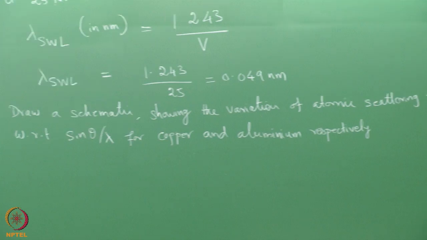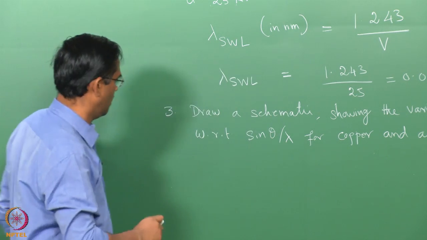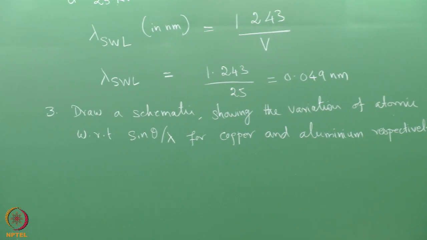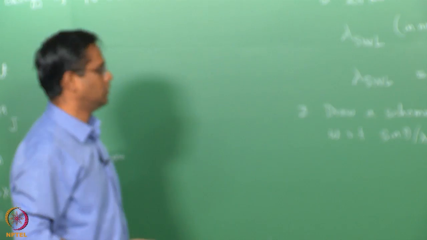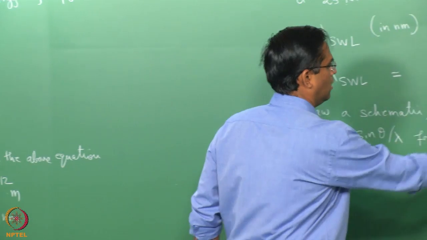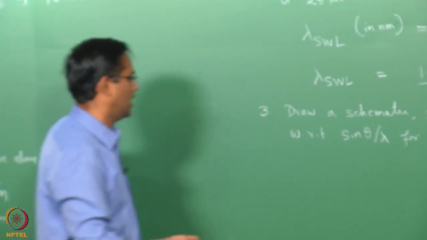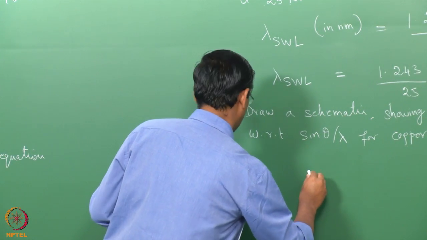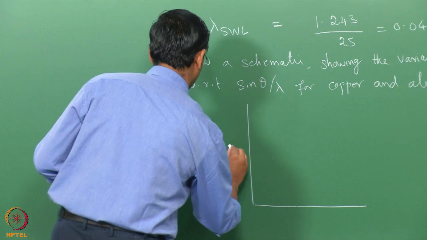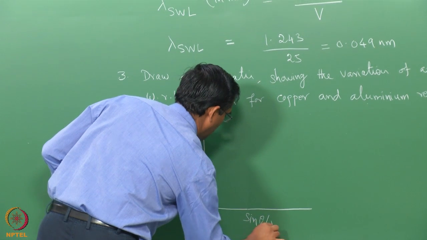The question is, draw a schematic showing the variation of atomic scattering factor F with respect to sin theta by lambda for copper and aluminum respectively in the same graph. So, the idea is to illustrate the scattering factor of these two metals and how they are compared. So, let us put this. This is sin theta by lambda.